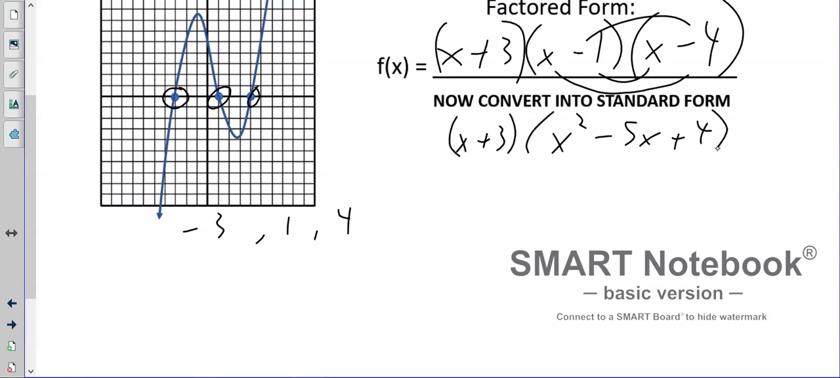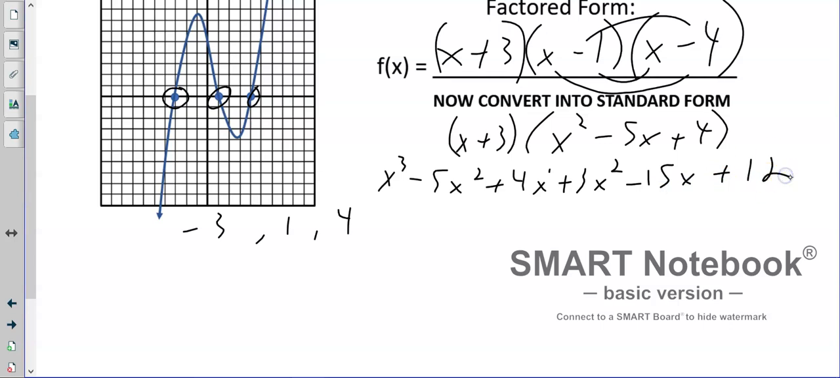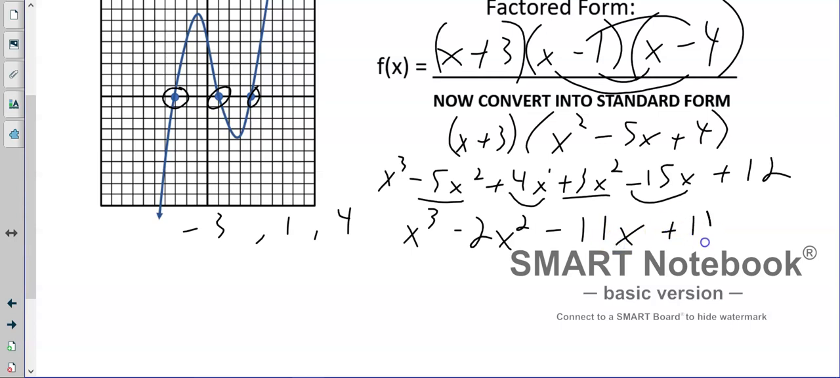And now I'm going to do a 2 by 3, which means I'm going to get 6 terms. So x times x squared is x cubed. X times negative 5x is minus 5x squared. X times 4 is 4x. Now multiplying by 3: 3 times x squared, 3 times negative 5x, 3 times 4. Now I'm going to combine like terms. X cubed did not have any other cubes. Minus 5x squared plus 3x squared: negative 2x squared. 4x minus 15x is minus 11x. And the 12 was by itself.